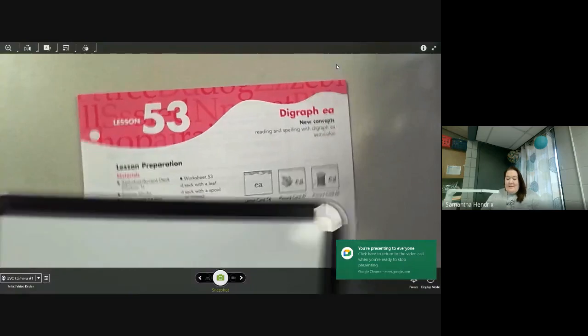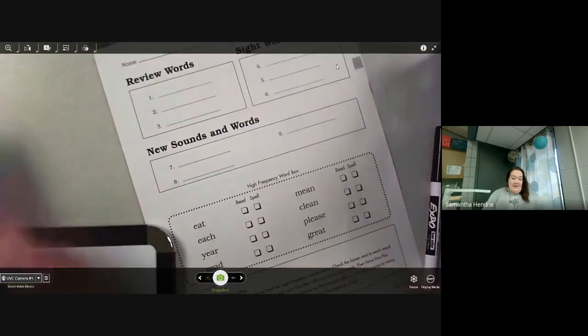Okay, guys and gals, we're doing lesson 53 today, and I'm just going to throw it out there. English is hard. Okay, but we'll get through it together. So you have your papers. So let's go ahead and get started.